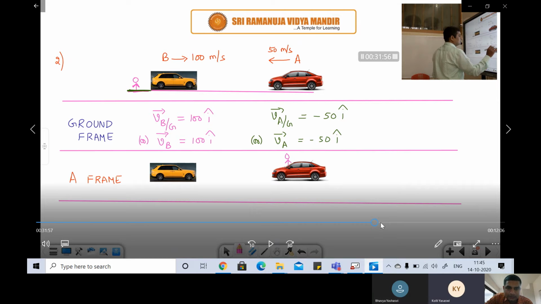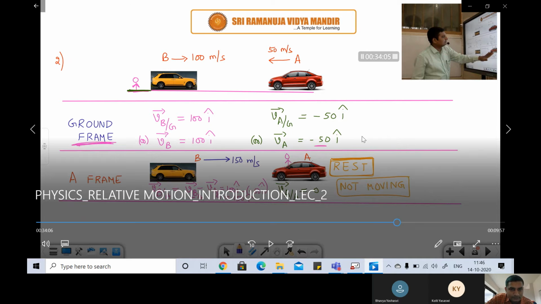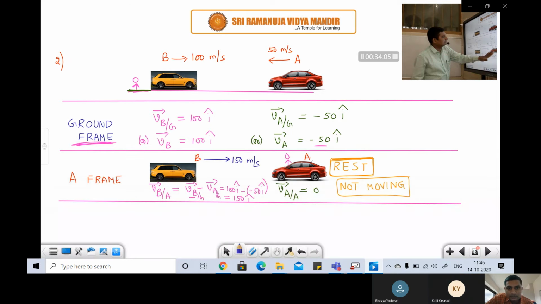A is not moving. Now we have to see with what velocity B is moving. Can we say that B will still move with 100 meters per second to the right side? No, sir. We have to calculate. If you calculate, velocity of B with respect to A, how much? 150, sir. That means it is moving very fast.